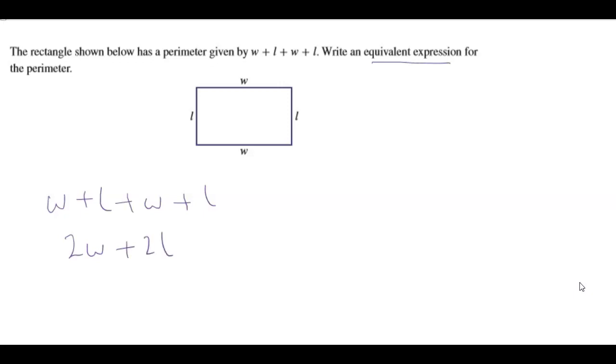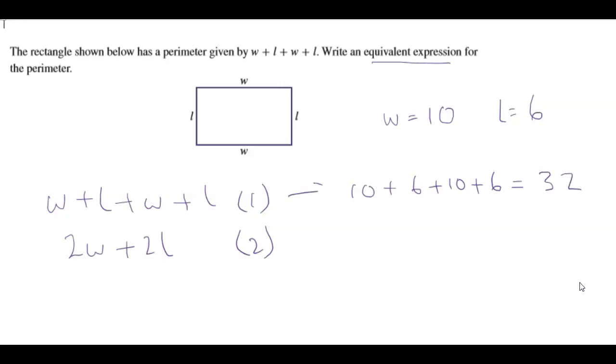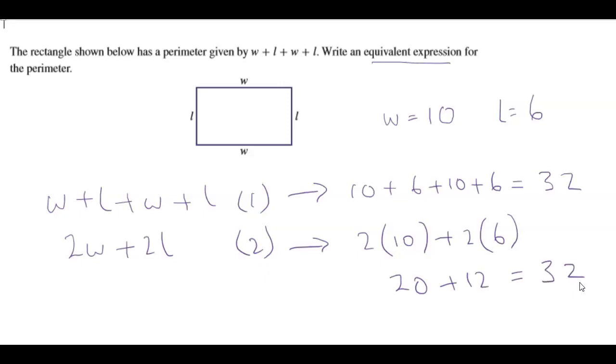We're going to have the same answer whether we substitute into this first expression or into this second expression. Since we've got a bit of time, let's just see. Let W equal 10 and let L equal 6. They could be anything, I've just made them up. Substituting into the first expression, we've got 10 plus 6 plus 10 plus 6. So 10 plus 6 is 16, 26, 32. If we substitute into the second expression, we have 2 times 10 plus 2 times 6. 2 times 10 is 20, 2 times 6 is 12, and that gives 32. So we've just proven that they are equivalent.